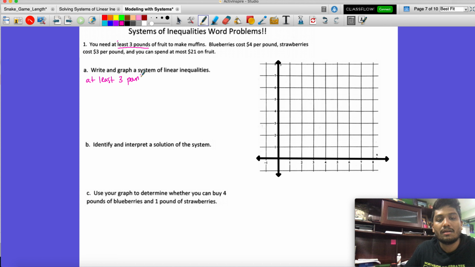So it says you need at least 3 pounds of fruit to make muffins. Blueberries cost $4 per pound. Strawberries cost $3 per pound, and you can spend at most $21 on fruit.